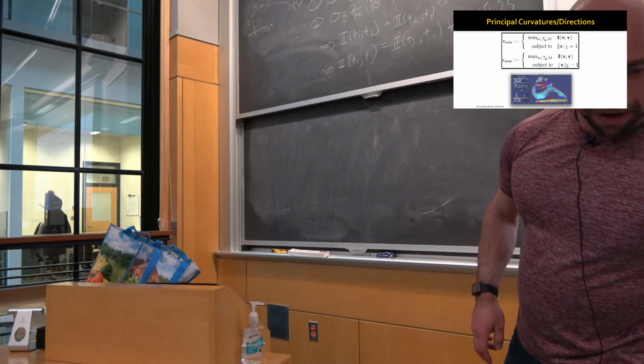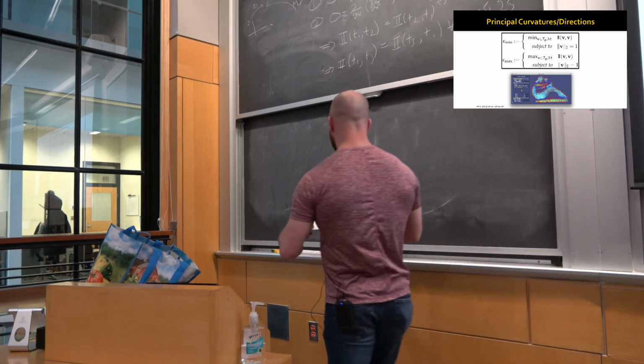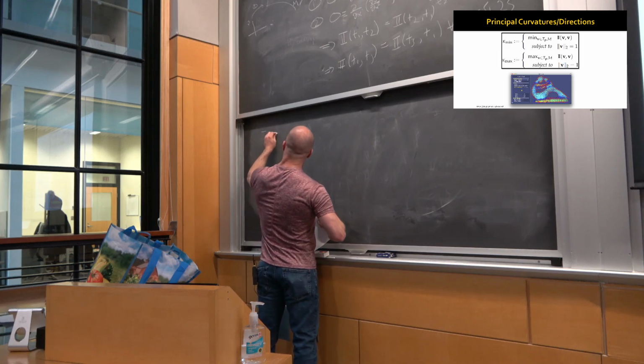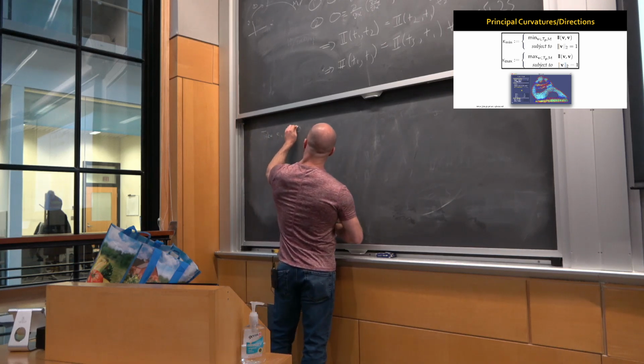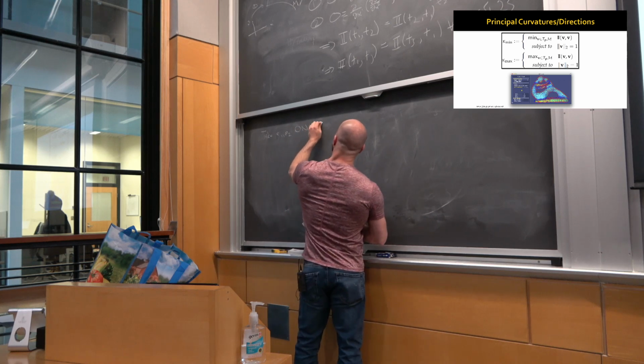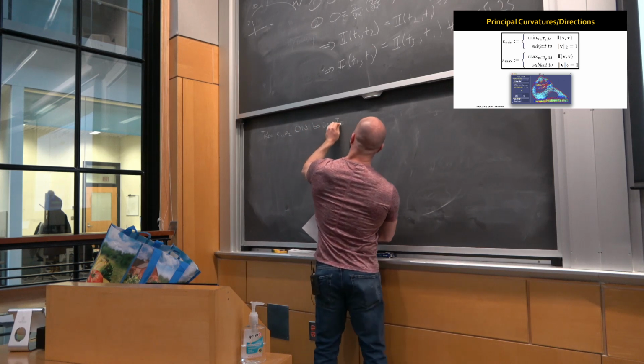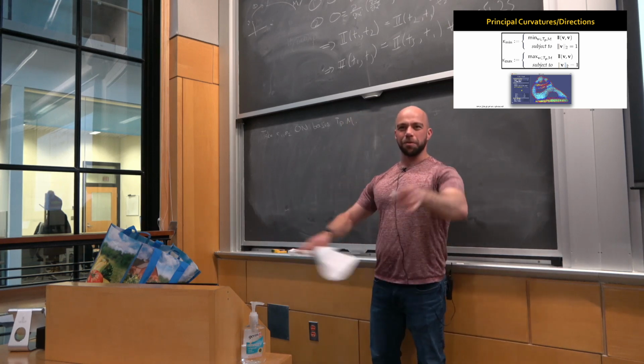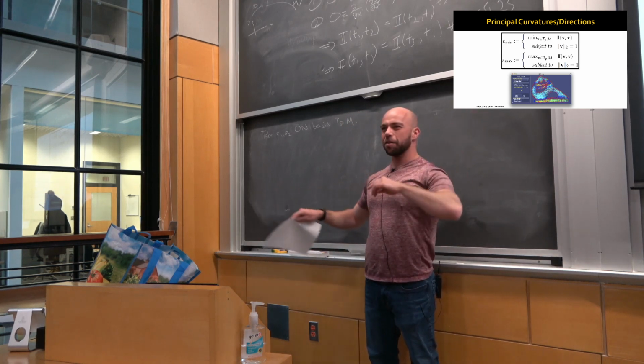Let's say that we take E1 and E2 to be an orthonormal basis for the tangent plane at a given point P. So it doesn't really matter what the basis is. It's just a perpendicular pair like that. Okay?